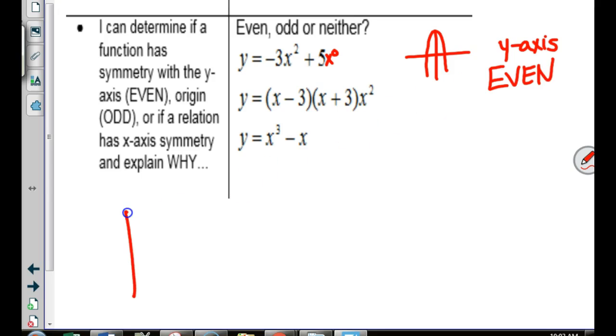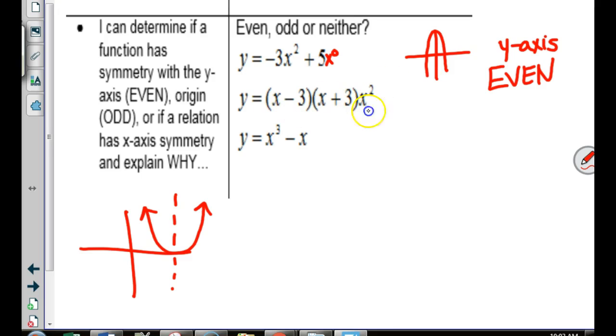Okay, guys, let me ask you this. If it looks like this, is that even, odd, or neither? It has a line of symmetry, right, guys? But it's not the y-axis, so it's neither. Is everybody clear on that? Just because there's some kind of symmetry going on doesn't mean it's around the y.